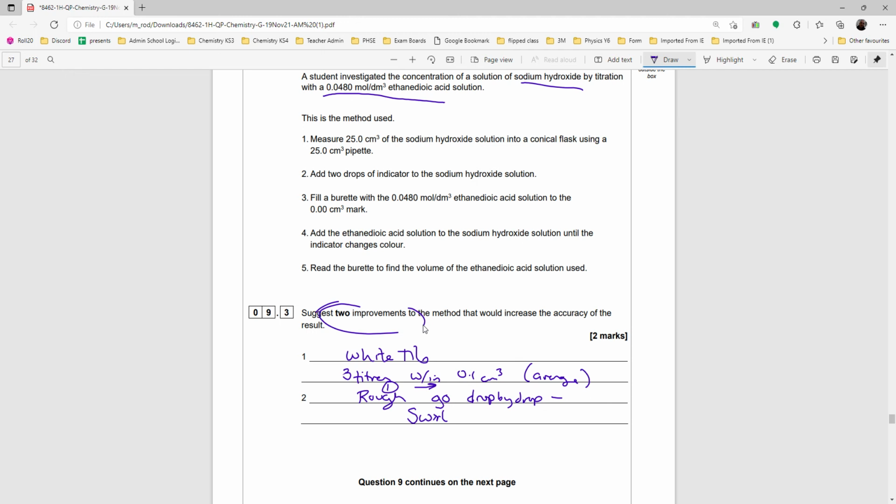to make sure that you haven't gone under or over. Other things that you may be able to do are avoid parallax by looking perpendicular to your burette. And I think those are the main ones.